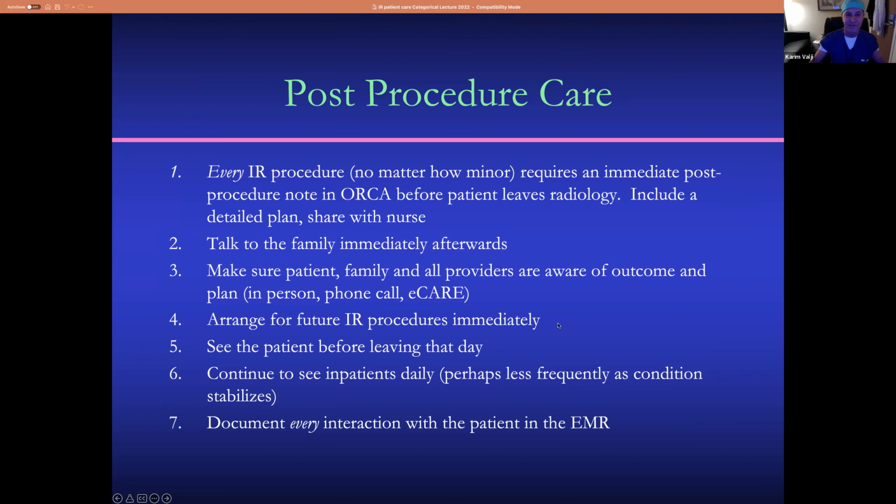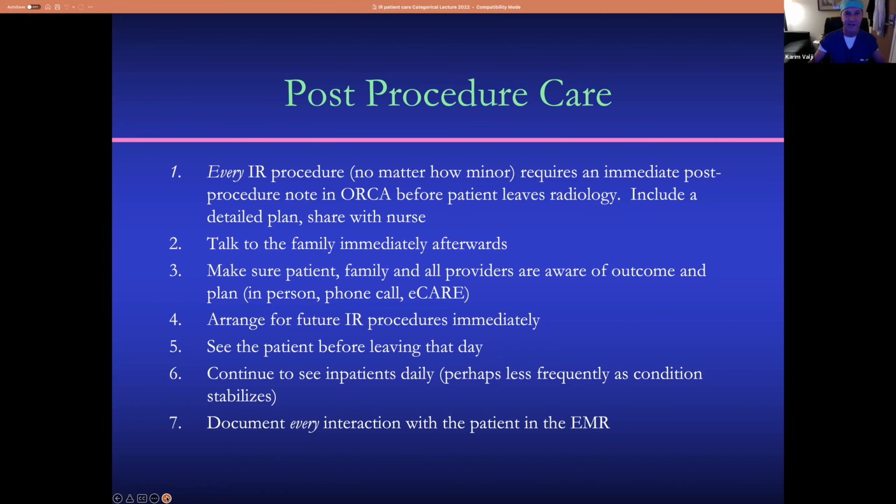Arrange for future procedures immediately. So if it's a G-tube and you need to remove the T-tacks in 14 days or 10 days, arrange for it. See the patient before leaving that day if it was an inpatient. Continue seeing inpatients every day, and of course document interactions.